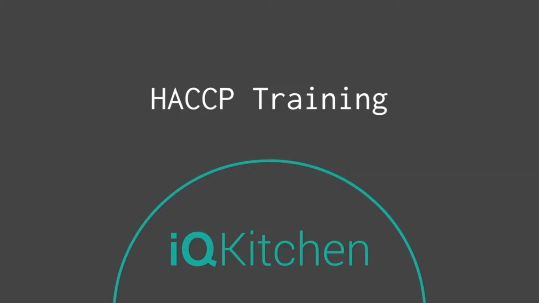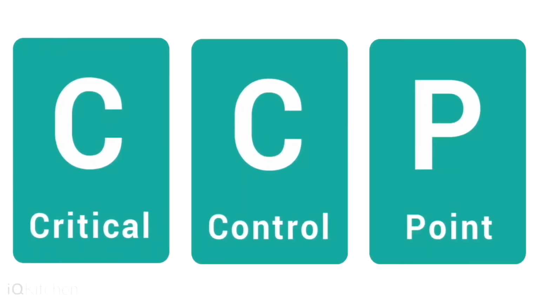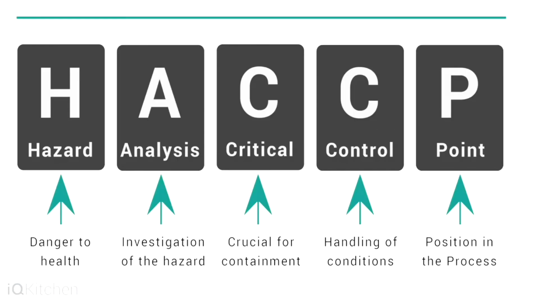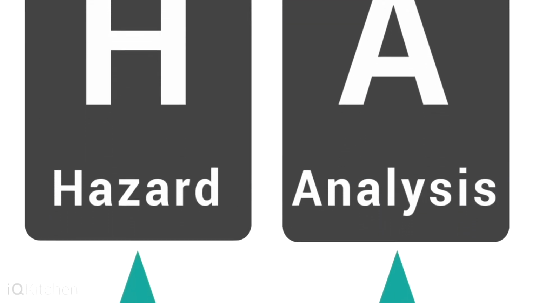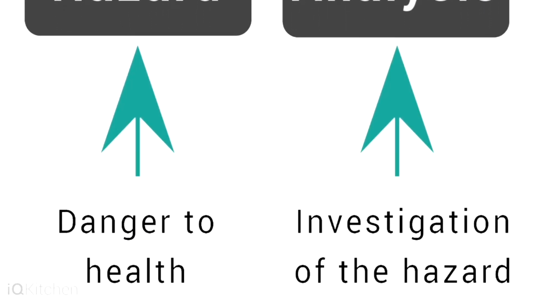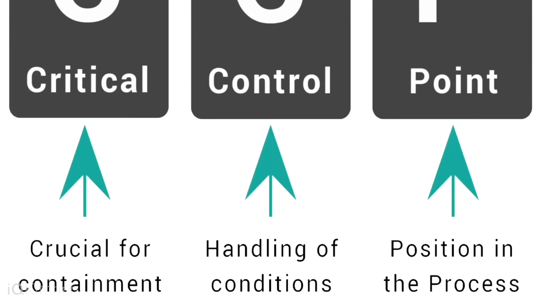Welcome to HACCP Training by IQ Kitchen. HACCP stands for Hazard Analysis and Critical Control Point. HACCP is an internationally recognized preventative system for assuring food safety. The most basic concept underlying HACCP is that of prevention. A hazard analysis is a science-based and systematic process to identify possible dangers to health. A critical control point is a point, step, or procedure at which control can be applied and a food safety hazard can be prevented, eliminated, or reduced to acceptable levels.